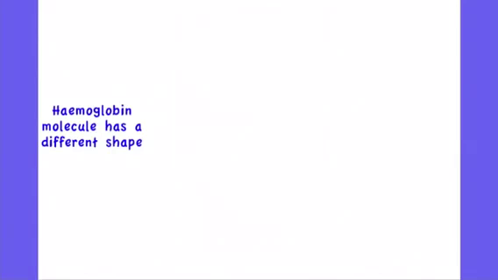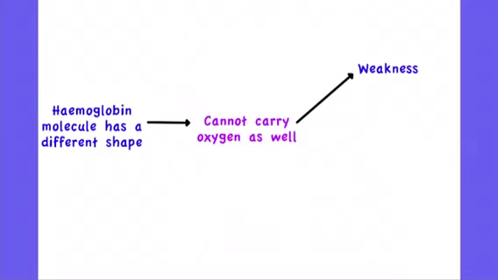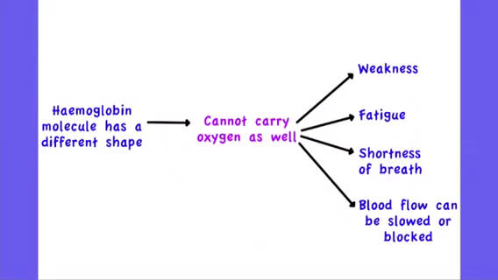So let's just summarize the exact effects as a result of that base substitution. The hemoglobin molecule then has a different shape. The important thing that students often forget is that this means that hemoglobin can't carry oxygen as well as it did before when it's a different shape. So that can result in weakness felt by the person, in fatigue, shortness of breath, and as I mentioned before, the impairment of the blood flow.